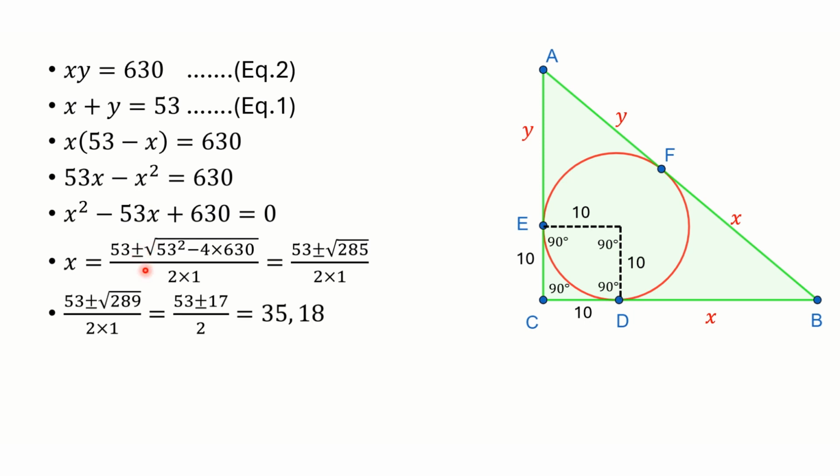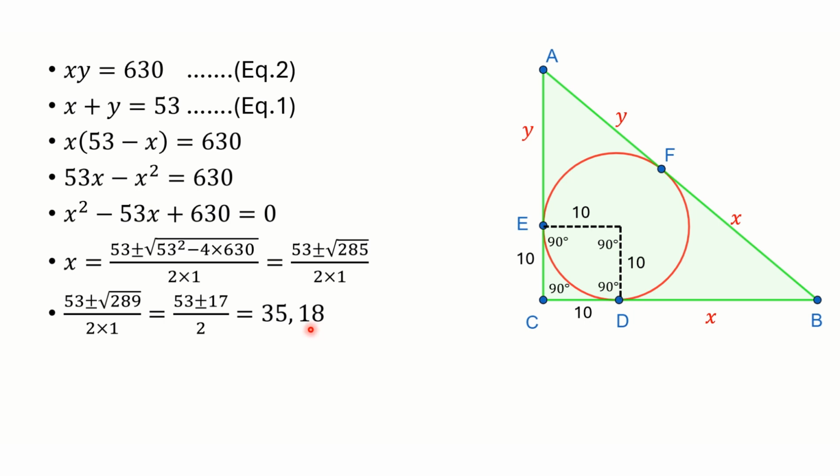So if you simplify this, this will be 289. So 53 plus minus the square root of 289, divided by 2, and the square root of 289 is 17. If you take the plus sign, this is 53 plus 17, that is 70, divided by 2, that is 35. And similarly 53 minus 17, that is 36, divided by 2, which is equal to 18. So now I have two roots for this equation. The first root is 35 and another root is 18.